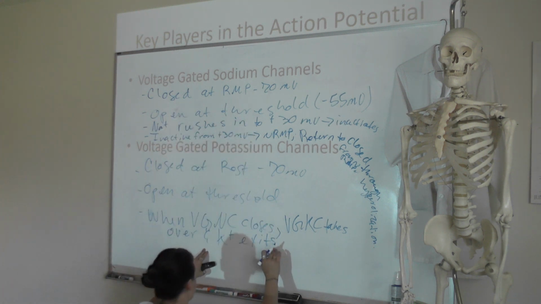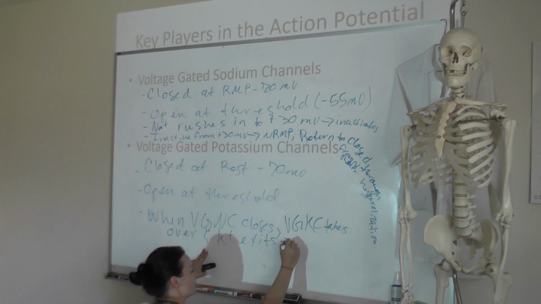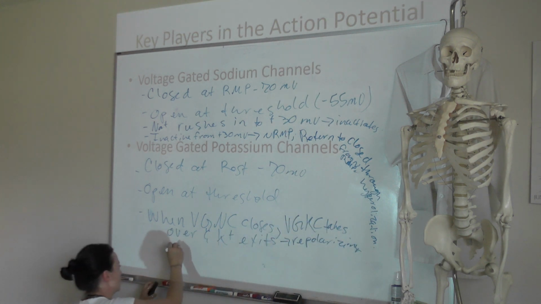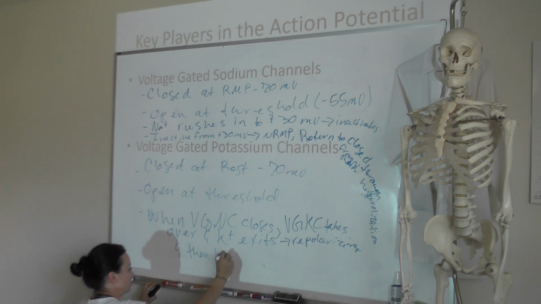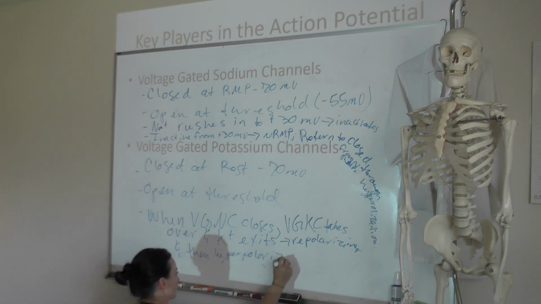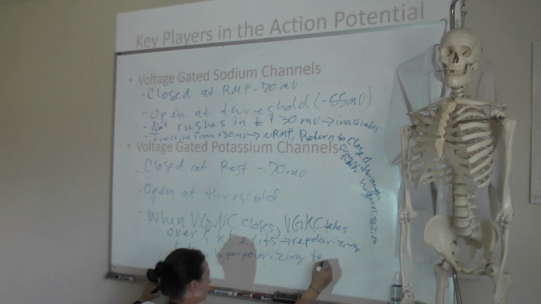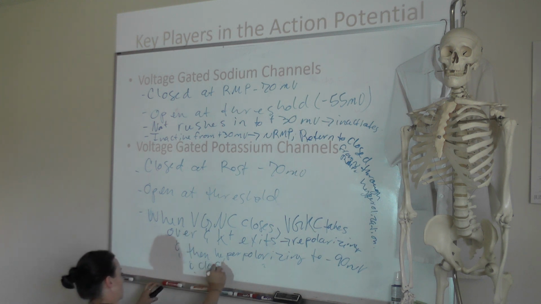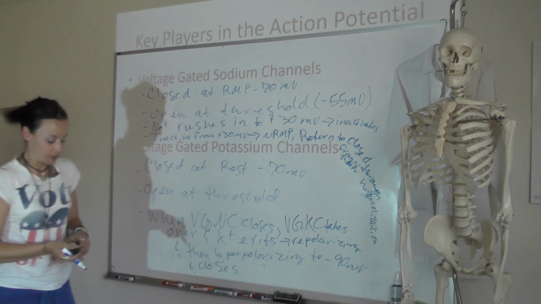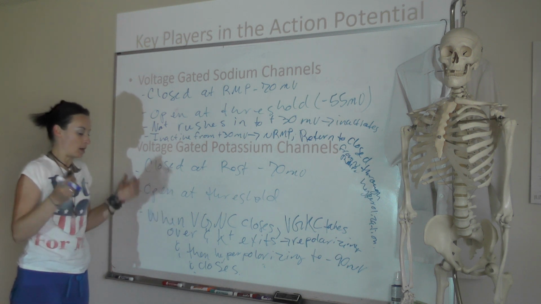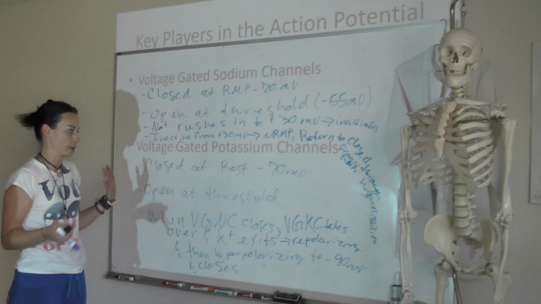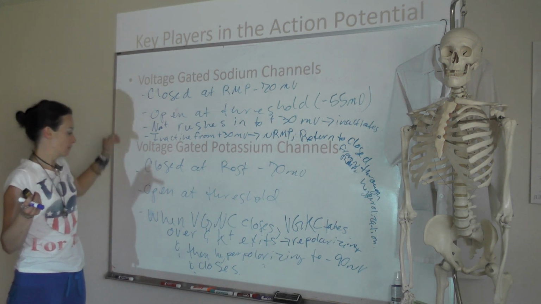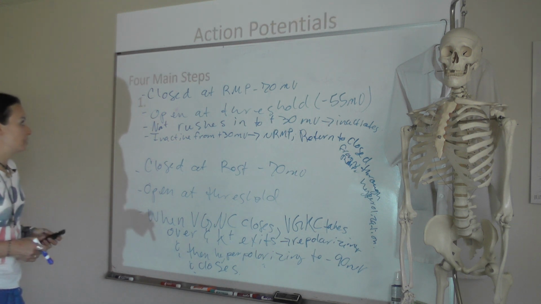So we'll say potassium exits, we'll say repolarizing, and then hyperpolarizing, to negative 90 millivolts. Then it closes. And it doesn't have an activation state, so it just closes. Then our leak channels and the sodium potassium pump take back over, and we return to rest, where both of our channels now are just closed. Okay? So that's what they're doing.